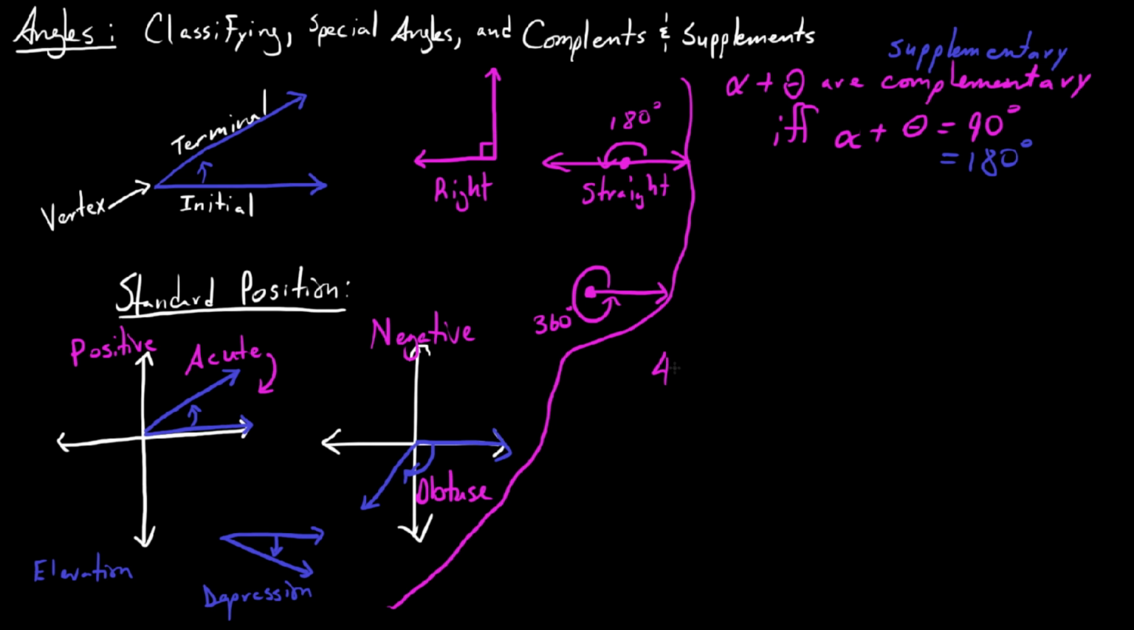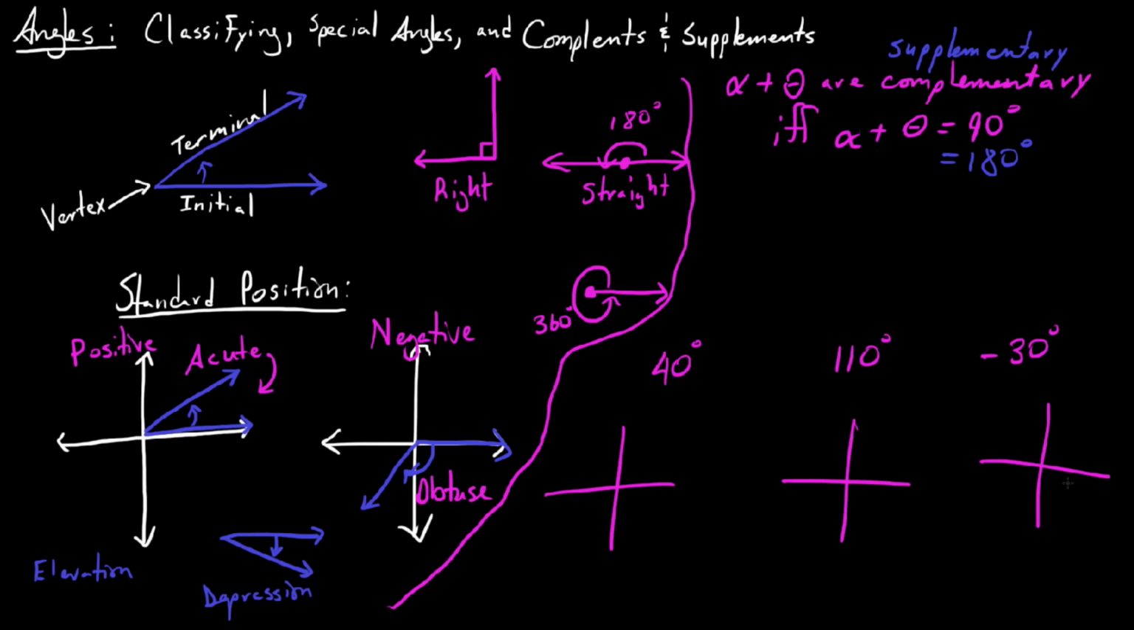Let's say we had a 40-degree angle. How about a 110-degree angle? And then how about a negative 30-degree angle? Okay, because it's fun to go with negatives here. The first thing I think is most important is that we're always sketching pictures in trig, and that's just my opinion. But we'll sketch all of these angles in standard position, okay?